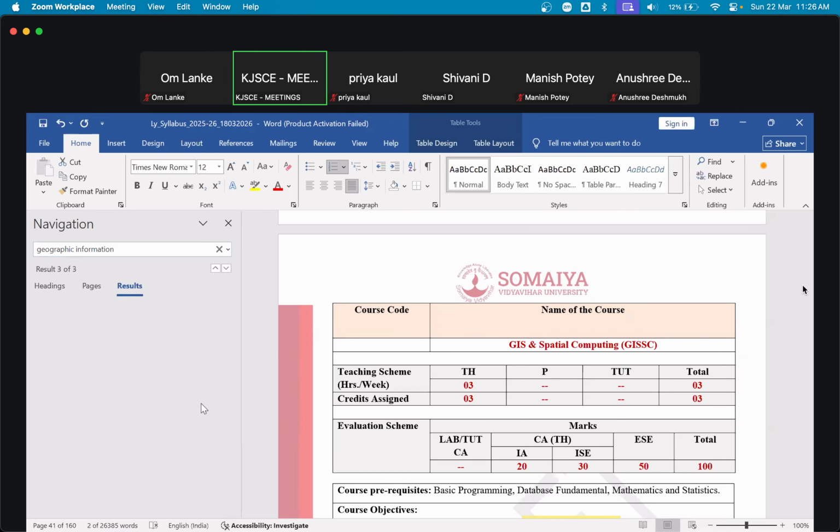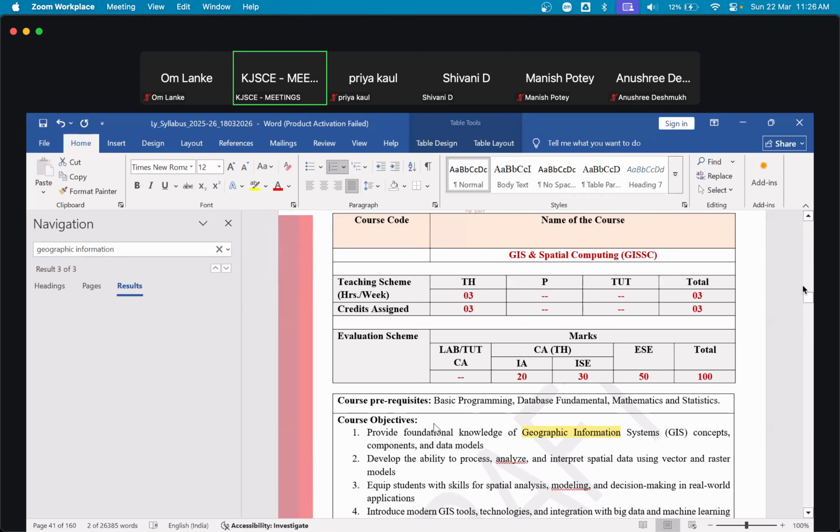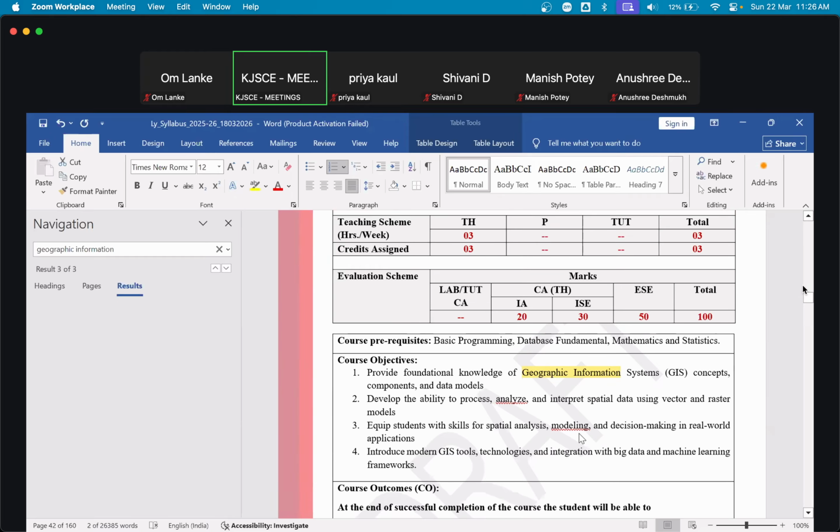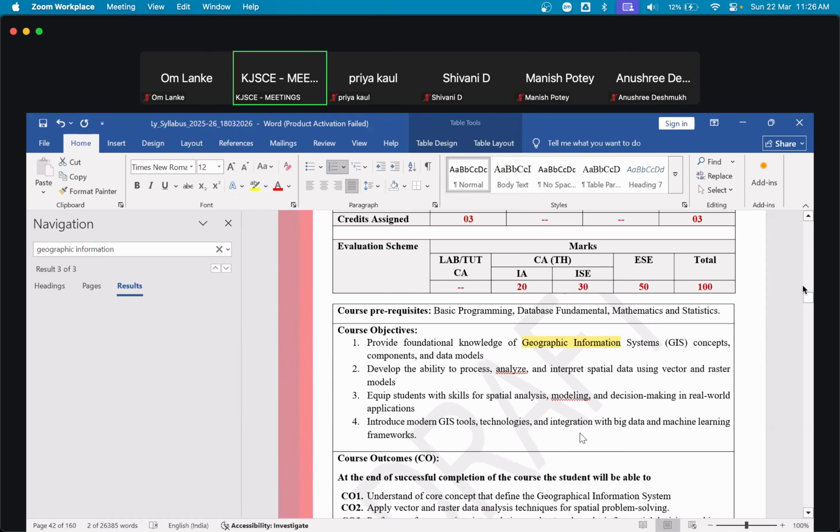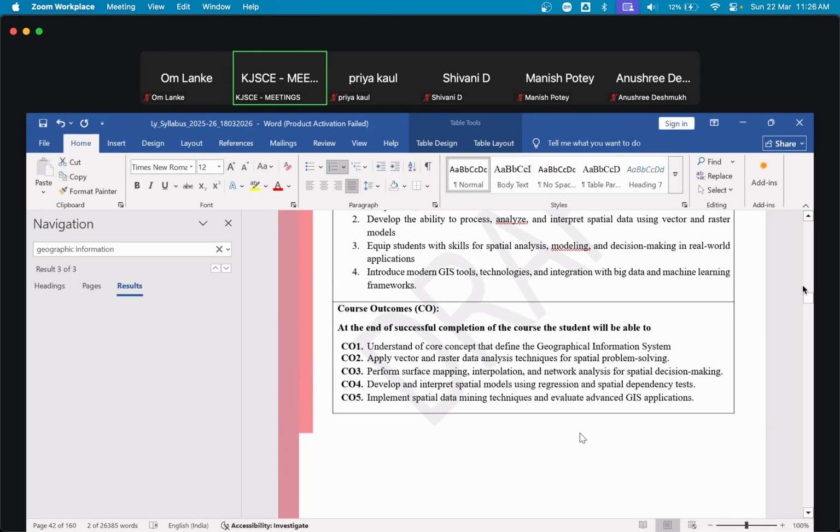So if I talk about this geographic information system and spatial computing, under this course the main objectives are, if you complete the course, then you will be able to understand the core concepts of the geographical information system, apply vector and raster data analysis, then perform surface mapping, interpolation and network analysis, develop and interpret spatial models, and implement spatial data mining techniques. So these are the objectives of this GIS and spatial computing course.